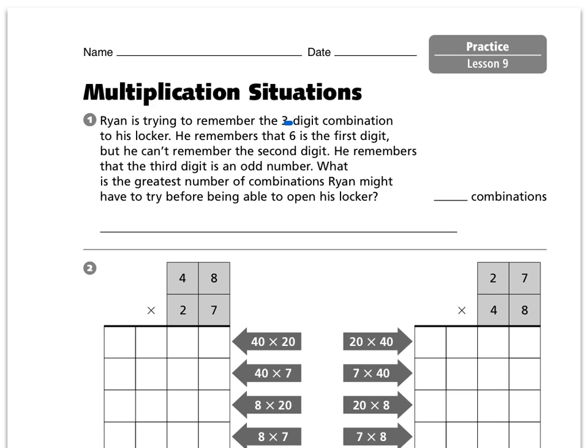So we know it's a 3-digit number, so it can only be numbers between 1 and 9. We know that the first digit is a 6. He can't remember the second one. The third digit is an odd number. And we need to know what's the greatest number of combinations he might have to try.